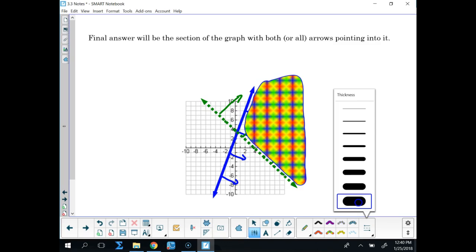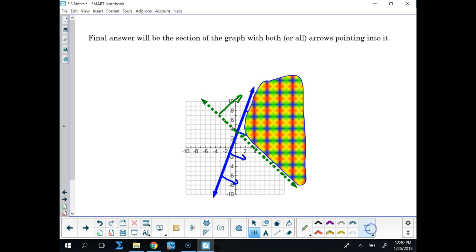So I shade in that entire section. Okay? That gives me my graph. Or my solution, I should say. It's not just one point that you're looking for now. You're looking for a region of the graph. Okay?